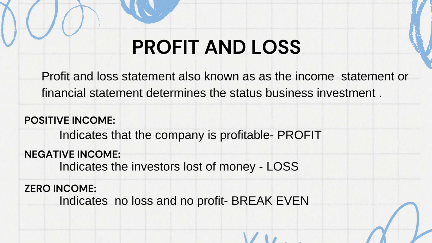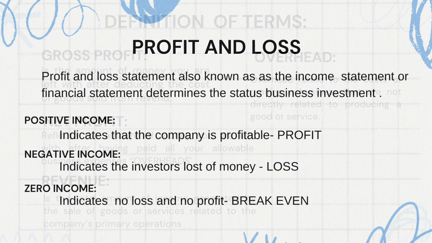Profit and loss. The profit and loss statement, also known as the income statement or financial statement, determines the status of business investment. Positive income indicates the company is profitable. Negative income indicates the investor's loss of money. Zero income indicates no loss and no profit.